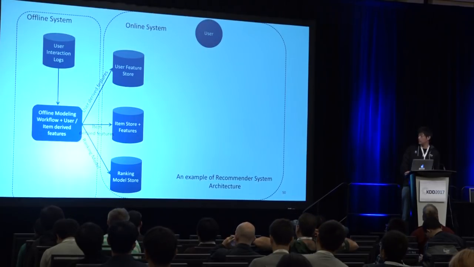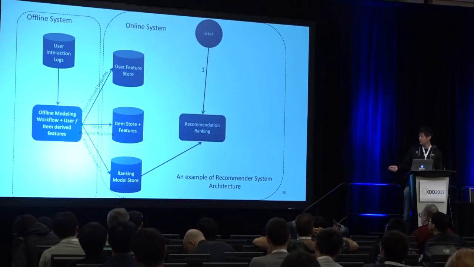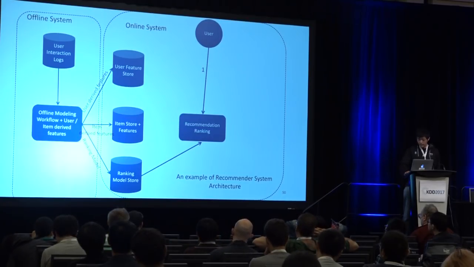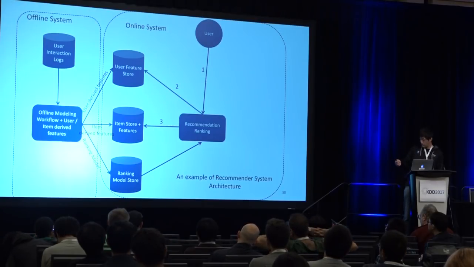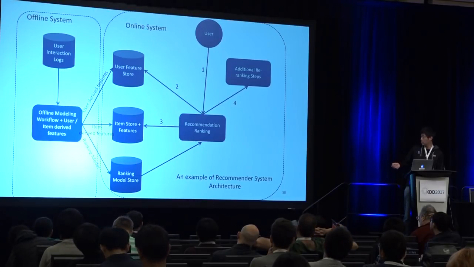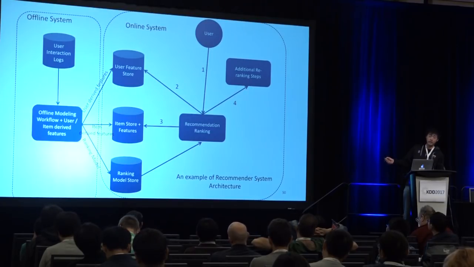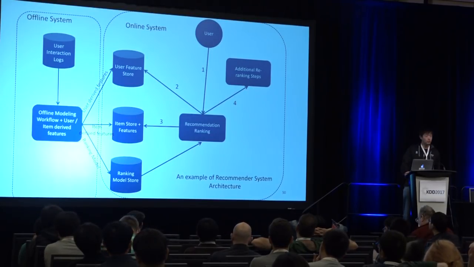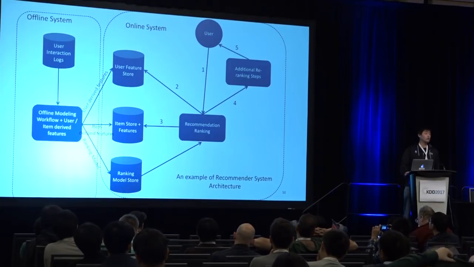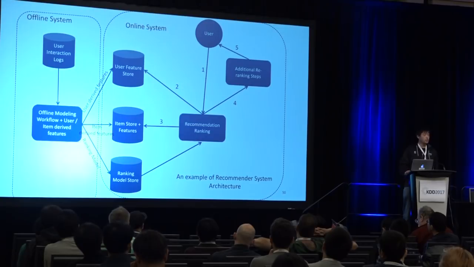So now you have a user visit online. What happens is there's a recommender ranking, the step that we were just talking about. The one that optimizes for the expected utility takes features from users and items, ranks items based on your expected utility, and goes through some additional re-ranking steps. I will talk about what those re-ranking steps can be, and then gets back to the user. So that is a high-level overview of the recommender system.